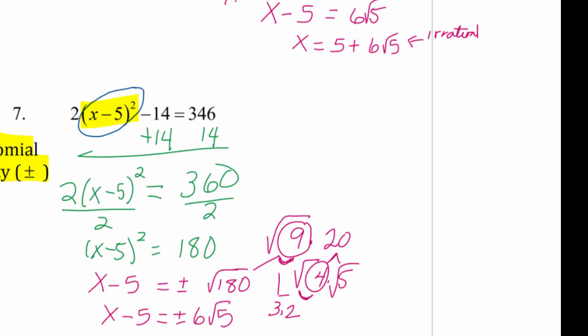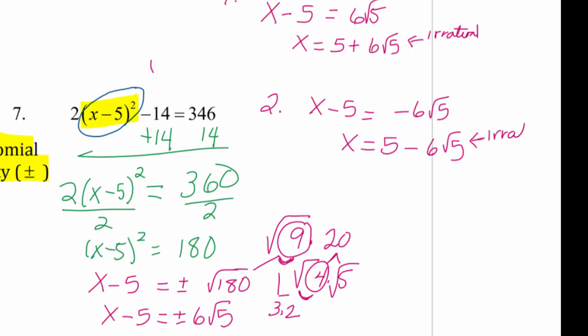Number 2, the second answer, because again, we expect 2 answers, don't we, with a quadratic, is x minus 5 equals negative 6 square root of 5. And again, we're going to add the 5, so x equals 5 minus 6 square root of 5. And again, we're going to keep the answers like this. This is another irrational root. And so our 2 answers are these interesting looking irrational numbers, right?